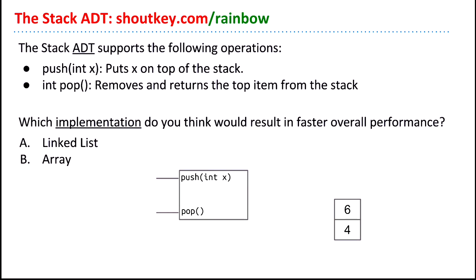Now, there's basically an infinite number of ways that you could implement this thing, but I want you to just consider what you know already. If we were to try and implement this new abstract data type that you may have never seen, that has only these two operations, which of these two do you think would be faster? So give it a shot. Think about this on shoutkey.com/rainbow.